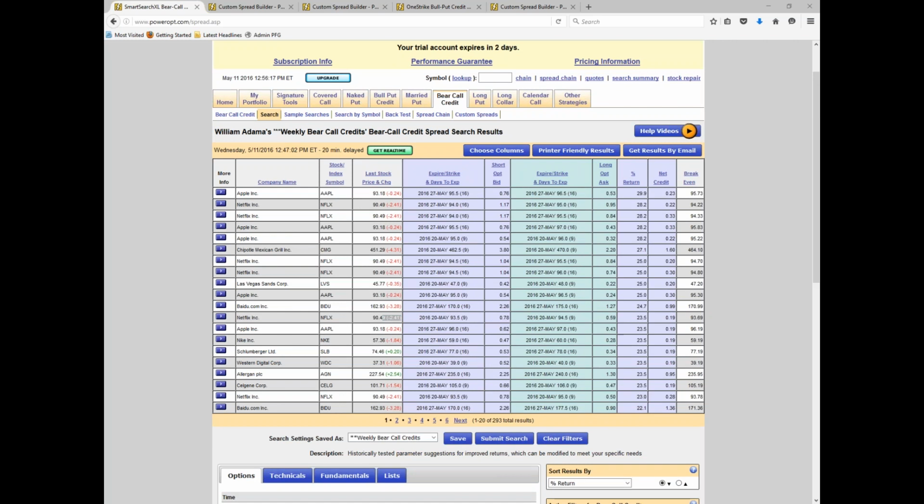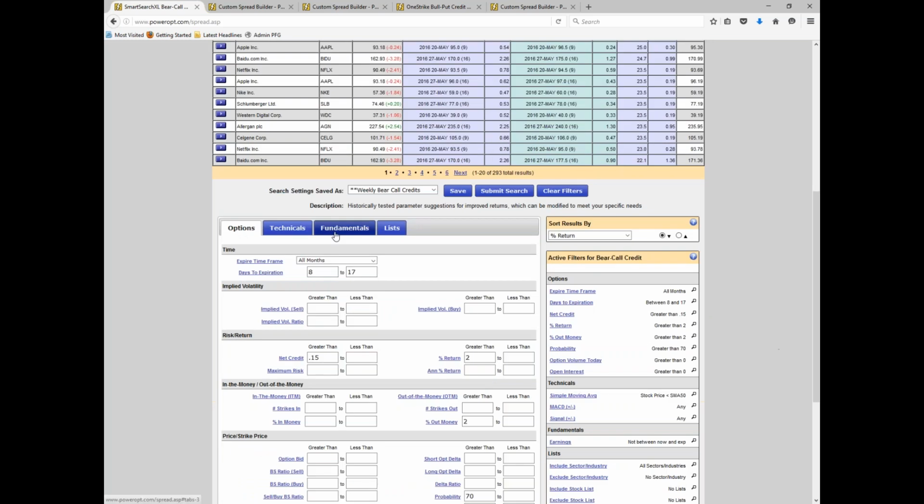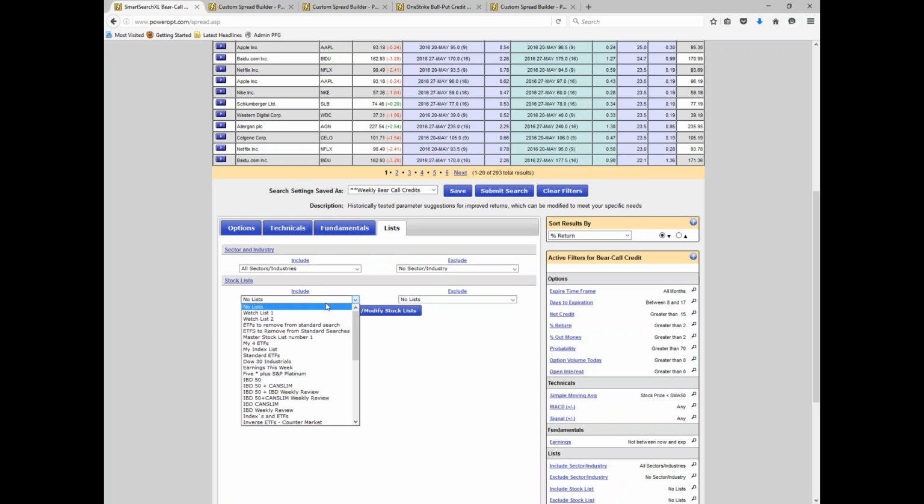Byron asks, does the tool search the strongest or weakest sectors to trade? No, but you can select. This is searching across the entire universe of options right now. I could choose to screen just against IBD 50 stocks, S&P 5 stars, Standard & Poor's stocks, for example, the NASDAQ 100 if I'm bullish or bearish on one of those sectors or industries.